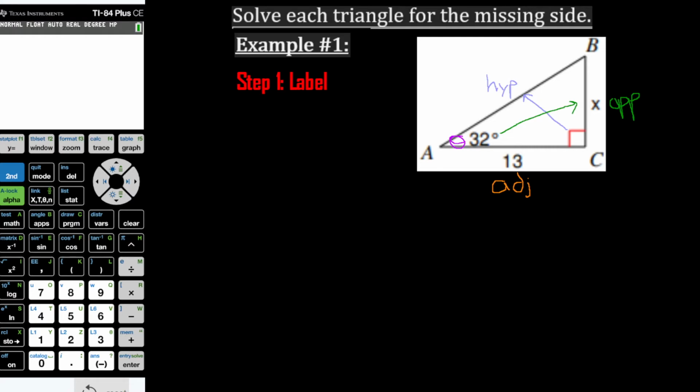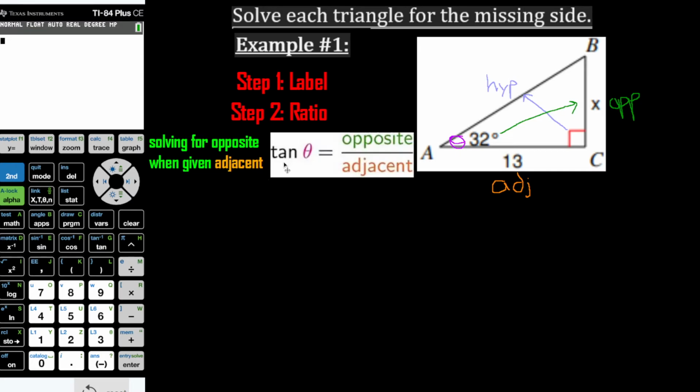Alright, so now that we have our labels, we can move to step two, pick the ratio that we're trying to use for this problem. So we are solving for the opposite, which is x, when we are given the adjacent, which is 13. So that means that we're going to use tangent of theta is equal to the opposite over the adjacent. Then we have step three, which is substitute.